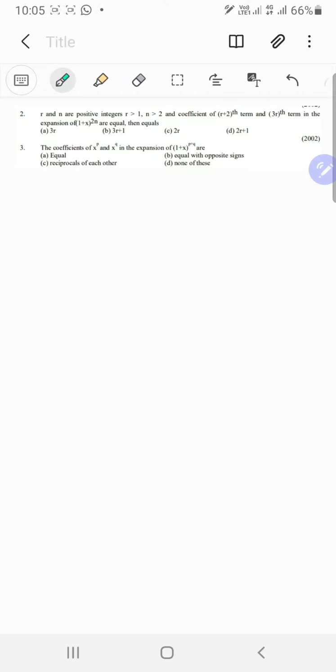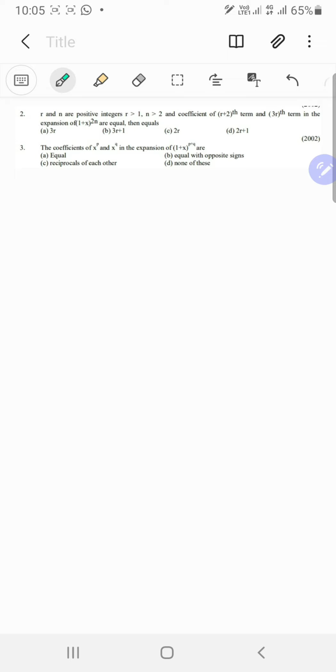So if r and n are positive integers bigger than 1 and bigger than 2 respectively, and the coefficients of the (r+2)th term and the 3rth term in the expansion of (1 + x)^(2n) are equal, then n equals.